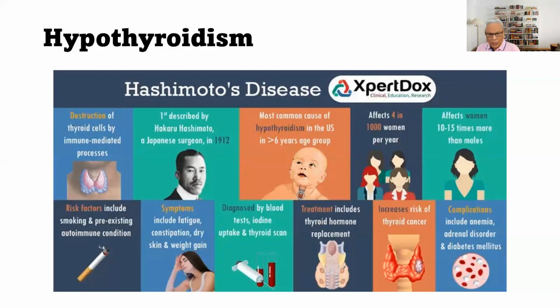So Hashimoto's is actually the most common cause of hypothyroidism. And it is also known as lymphocytic thyroiditis, but it's better known by its name, Hashimoto. This is a Japanese surgeon who described this particular form of hypothyroidism, and that is why it's more referred to as Hashimoto. Okay, so how do we know that a person has Hashimoto and not an underactive thyroid?